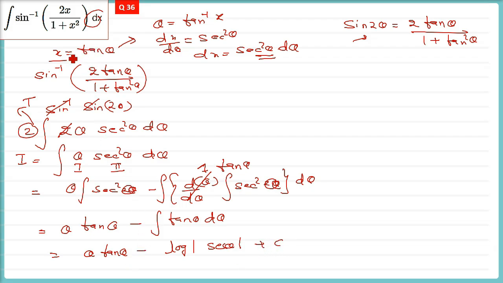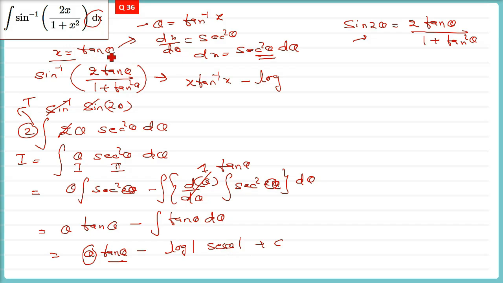Now the replacement has to be done because theta is being introduced by ourselves. We have introduced it. So it's our duty to replace it for the final answer. Now theta is tan inverse x. In place of theta, write tan inverse x. Tan theta was taken as x, so write x here, x tan inverse x, minus log, now sec theta.